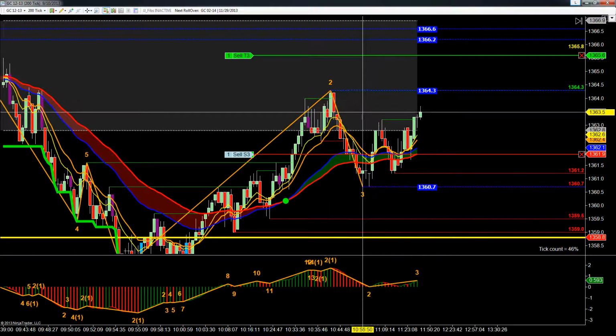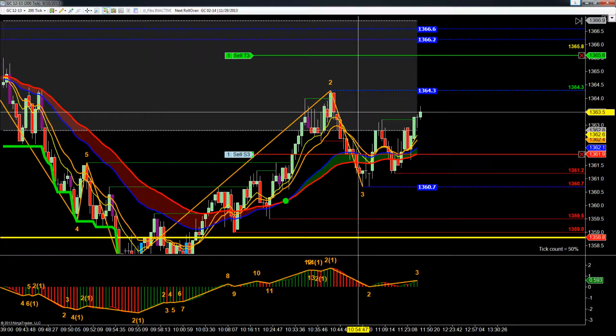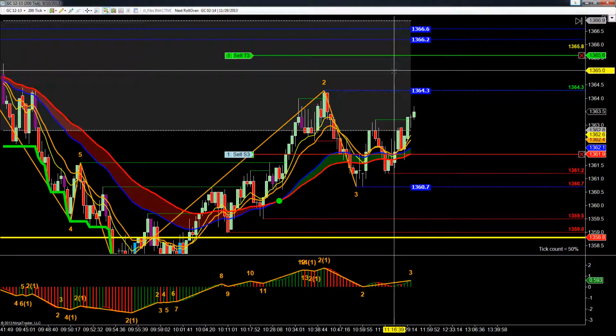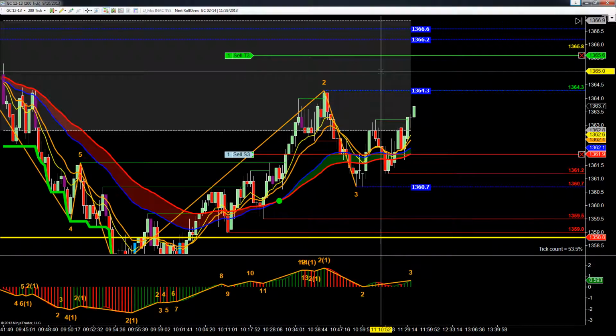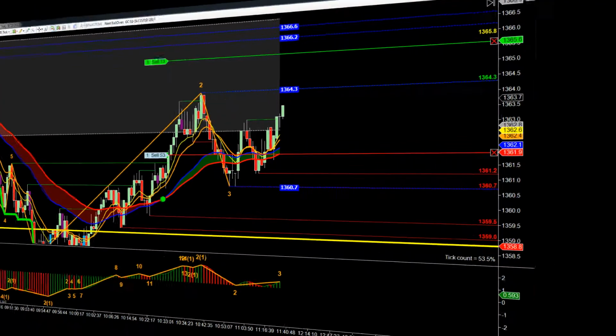And then once we can break this swing high here at 1364.3, then we'll begin trailing our stop up, trying to lock in a little bit extra on the way up, and then hopefully we can get another nice little push through this high to fill this 65.6. So as we go higher, we will come back as we progress.